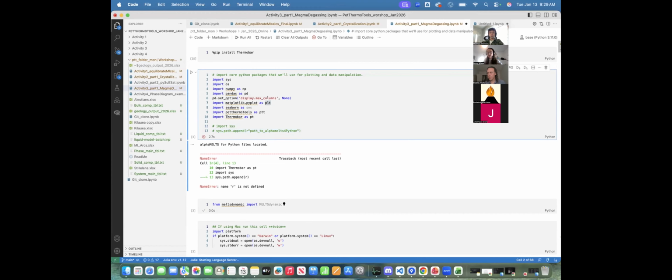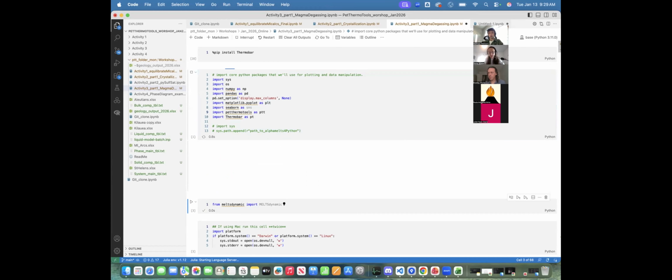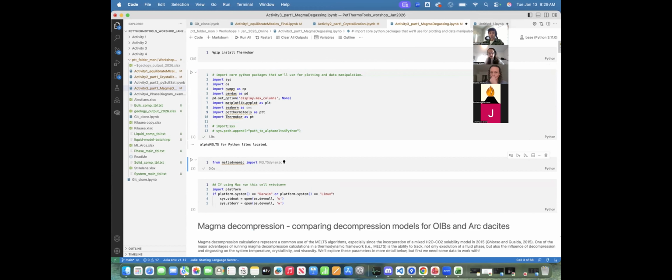Okay. For everyone else that was able to do this without doing that, you can just run this cell without adding the import sys. But regardless of which way you do it, what I would then suggest doing is running this second cell down here. This isn't actually in your notebook, so you're going to have to make a new cell. There should be a plus code button, whether you're in JupyterLab or in Visual Studio Code. Add a new cell, and then run this line: from melts dynamic, import melts dynamic.